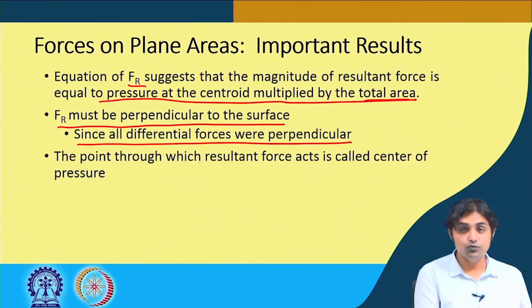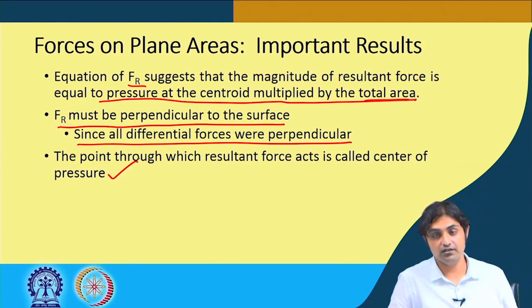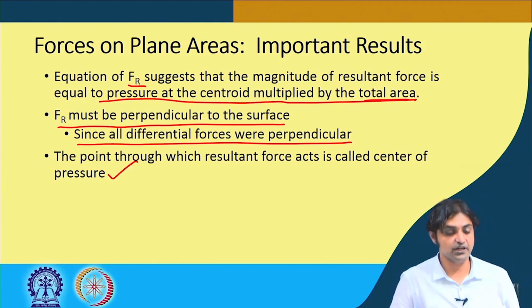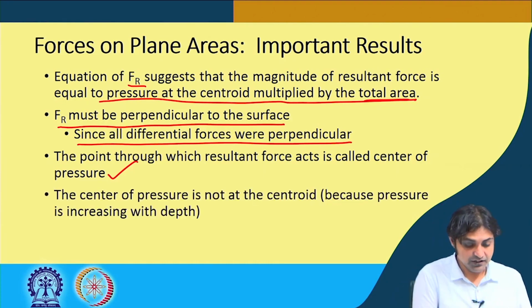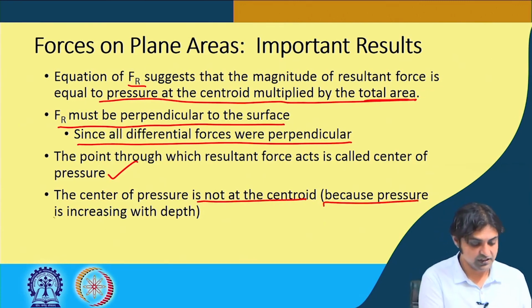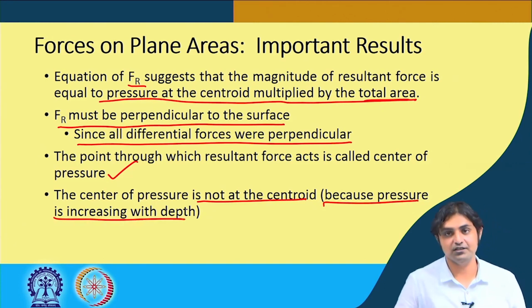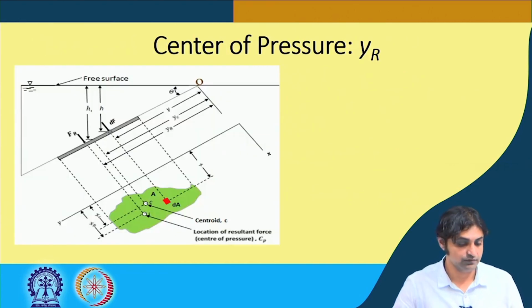The point through which the resultant force acts is called the center of pressure. You might have heard this in your fluid mechanics class, how to calculate the center of pressure. So this is what the center of pressure is, a quick revision for you again. The center of pressure is not at the centroid, and what is the reason? Because the pressure is increasing with depth. That is important, another important result to note down.